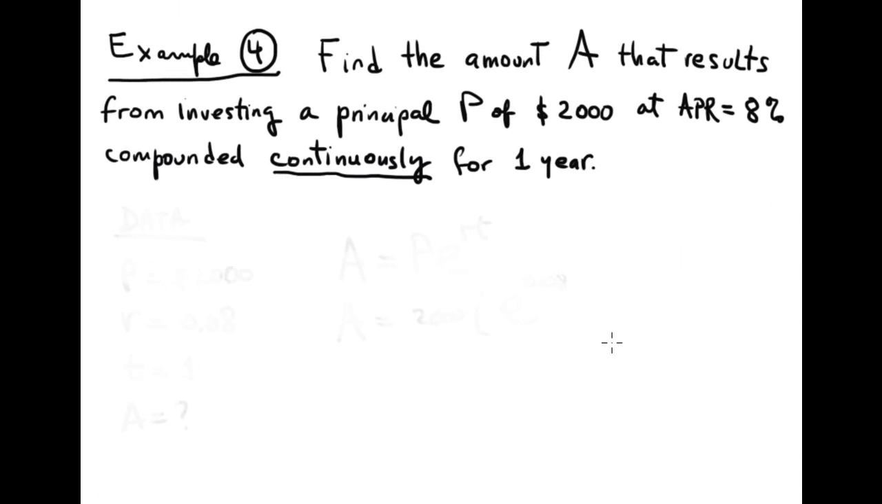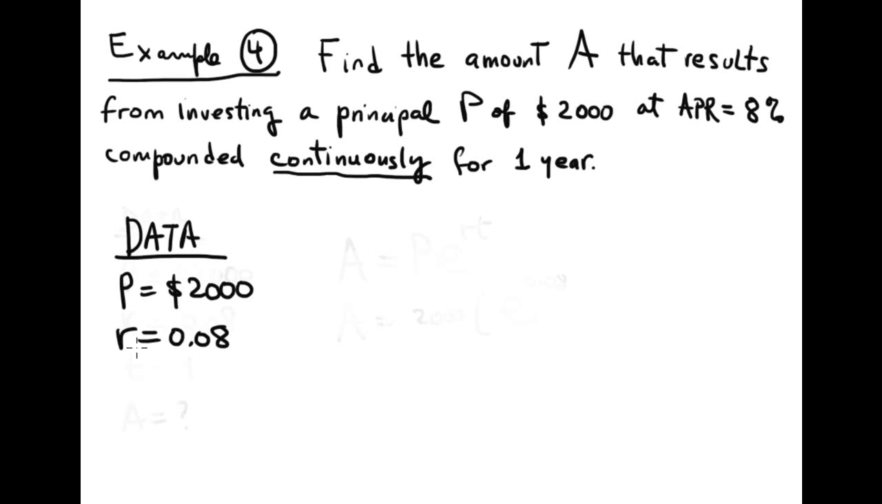Okay, example 4: find the amount of future value that results from investing a principal P of 2,000 at an annual percent rate of 8% compounding continuously for 1 year. Okay, the data that we have is present value 2,000. R is 0.08 in decimal. T is equal to 1 year, and the future value you don't know. Future value is a question mark.